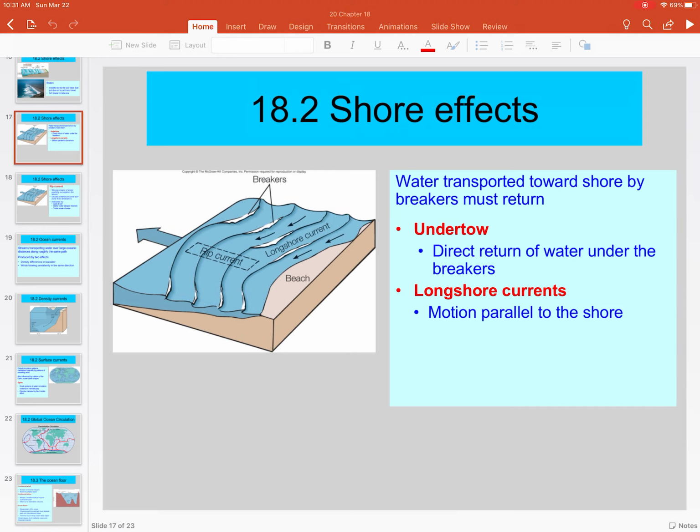So the longshore currents are motion that's parallel to the shore, so it's a little bit different, but the way it works is if you were to set up your camp at the beach and you walk straight up from your camp and you go out and you get into the ocean and you play, and next thing you know, you look up and you have moved like 50 feet down shore from your camp.